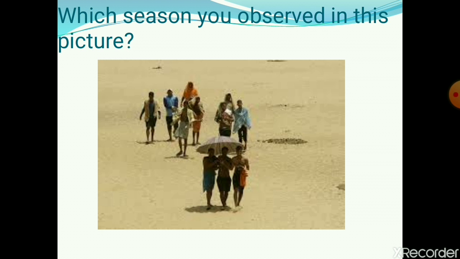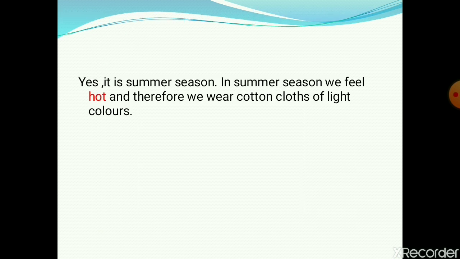Which season do you observe in this picture? Yes, it is summer season. In summer season we feel hot and therefore we wear cotton clothes of light colors.